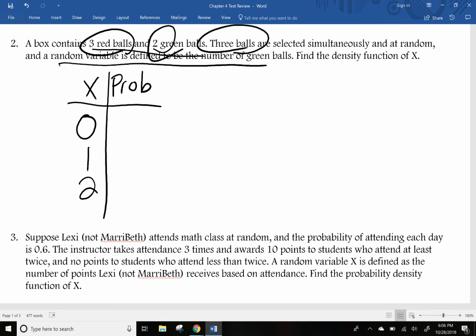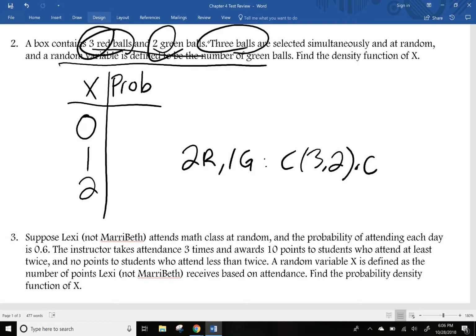For 1 green ball, that means you would have 2 red and 1 green. So in that circumstance, you would be choosing a combination of 2 red. Remember, there are 3 red to pick from, and you're choosing 2. I'm going to multiply that with the 1 green that you pick. There are 2 green to pick from, and you're picking 1. So again, there are 3 red, and I'm picking 2. There are 2 green, and I am picking 1.